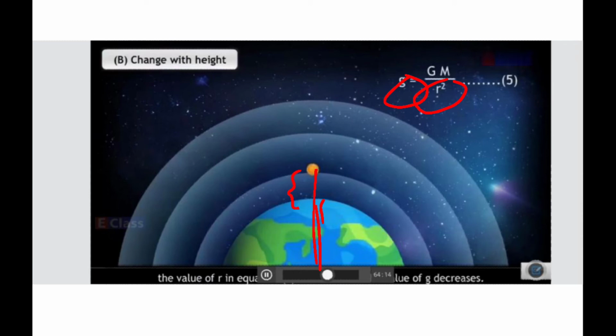We have the earth ka radius as 6400 kilometer. We had substituted, if you remember, 6.4 into 10 raised to 6. That means what? 6400 kilometer. So when an aeroplane is flying at a height of 10 kilometer above the surface of earth, so how much will be that distance? It will be 6400 kilometer plus 10 kilometers. So how much it will be?